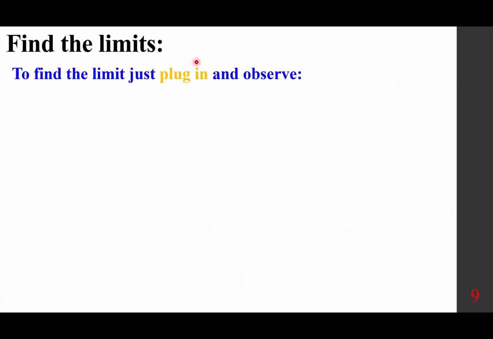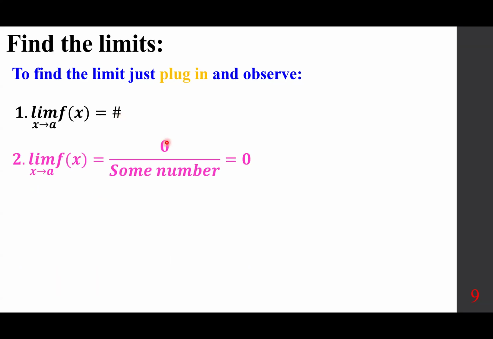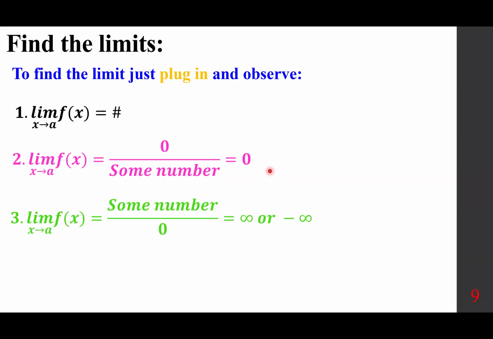How do we find the limits algebraically? Just plug in and observe. That's all. So what happens when you plug in? It may give you a number, it works out, and you're done. It may give you a 0 over some number other than 0, which is 0, and you're done. It may give you some number over 0, and the only thing you want to be careful of is whether it's going to be infinity or negative infinity, because we used to say numbers divided by 0 are undefined, but now actually we figure out whether they're positive or negative infinity.